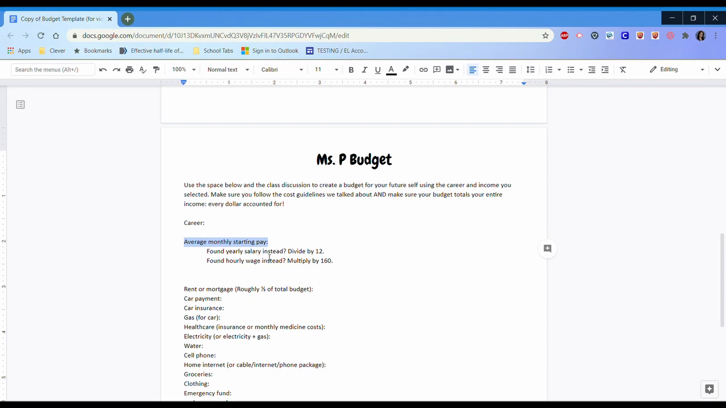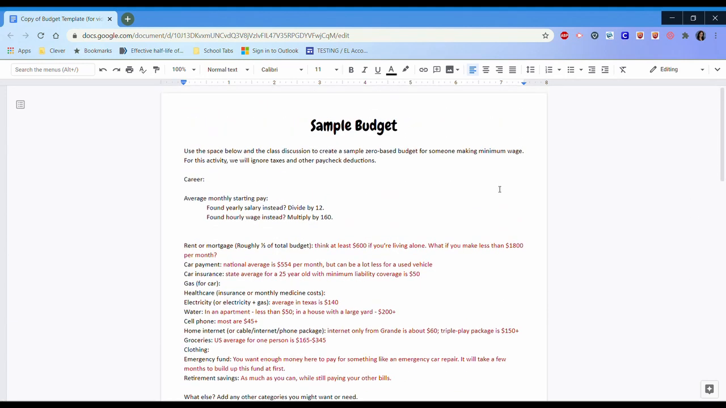So if you found a yearly salary, you're going to divide by 12. So for instance, if it told you that you're going to make $60,000 a year, you would take that and divide it by 12 to get your monthly pay. And if instead it gives you an hourly wage, you're going to multiply by 160, assuming you work full-time. So let's go back up to page 1.